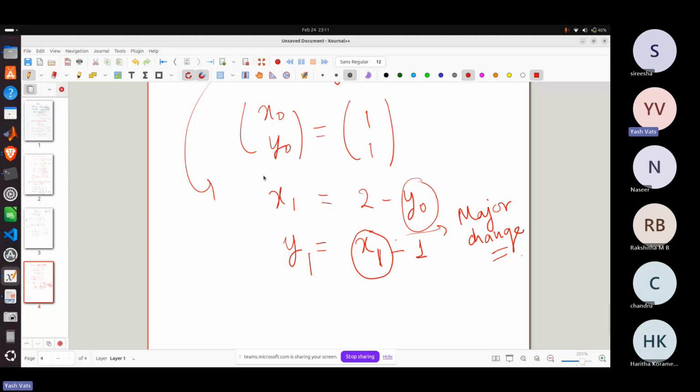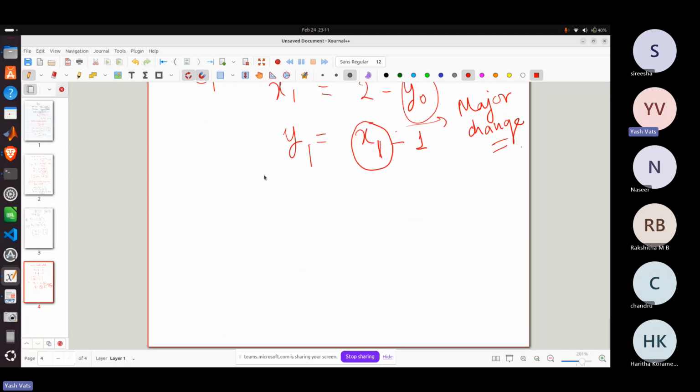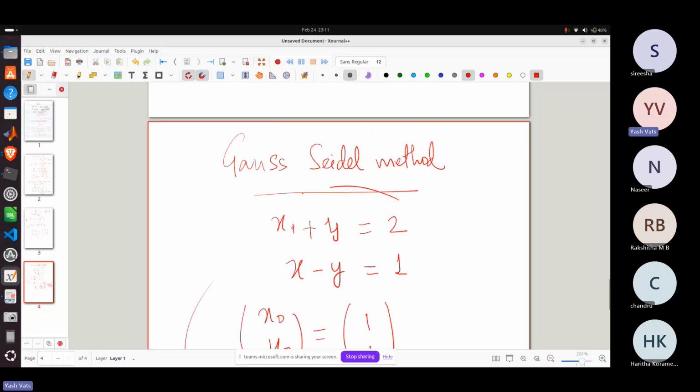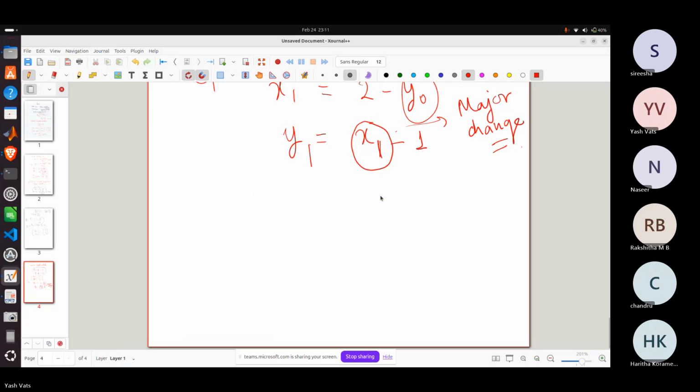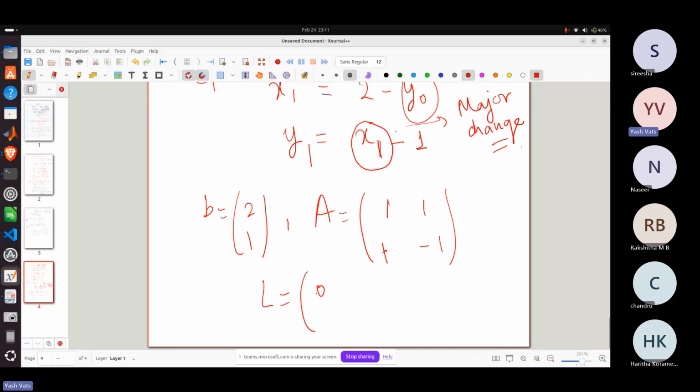Suppose you have the same system, and you have to find out what are L, D, U and B. So B is just your 2, 1. A is just your 1, 1 and 1, minus 1. So what is your L? L is just 0, 0, 1, 0. D is just 1, minus 1, 0, 0. And U is just 0, 1, 0, 0. So that is your LDU.